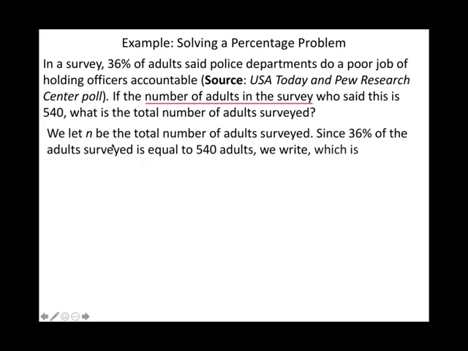So let N be the total number of adults surveyed. Okay, N will be the total number of adults surveyed. And we have 36% of the adults surveyed is equal to 540. So I could break it down like this. 36% of adults surveyed, and we already let N be the total number of adults surveyed. So I have 36% of means multiply. Multiply by the N here. And equal 540. So I have this here.